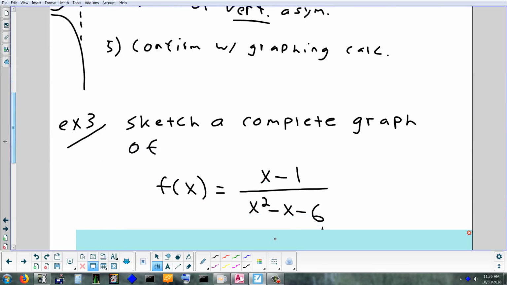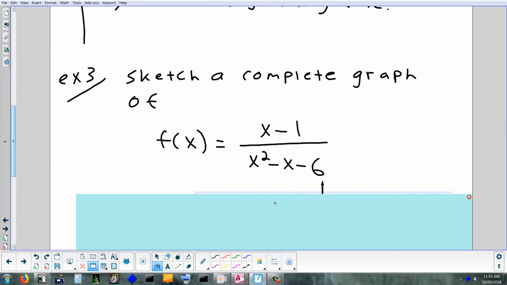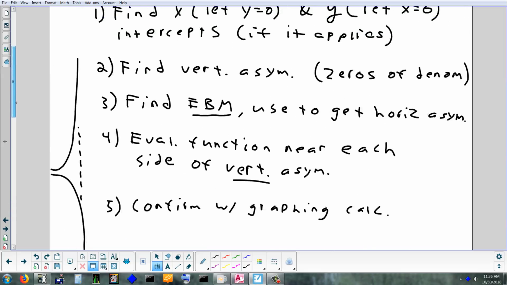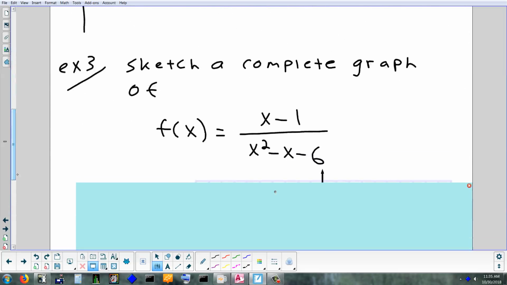Okay, so let's try to sketch that. It's x minus 1 divided by x squared minus x minus 6. Okay, I'll come back to intercepts. I don't always do these steps in this order. I usually do steps 2, 3, and 4 kind of together. And then if I feel like doing intercepts, I try to find those after.